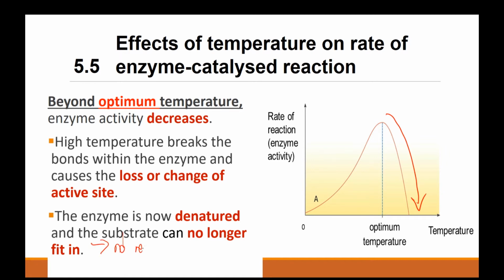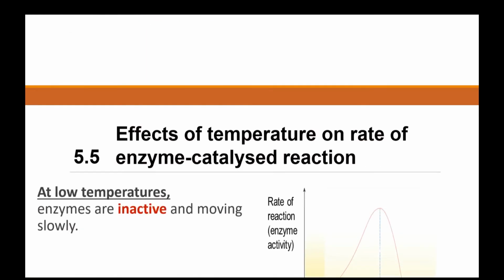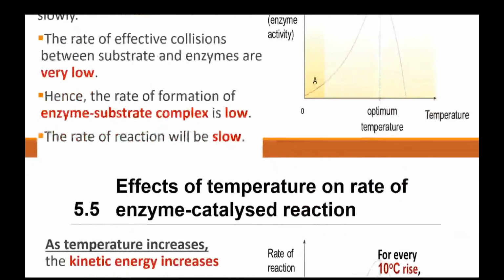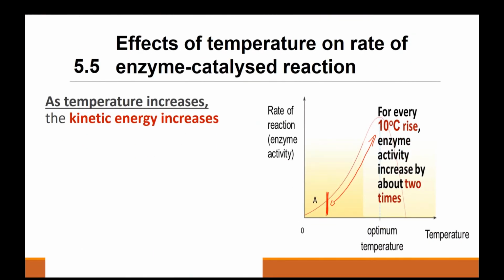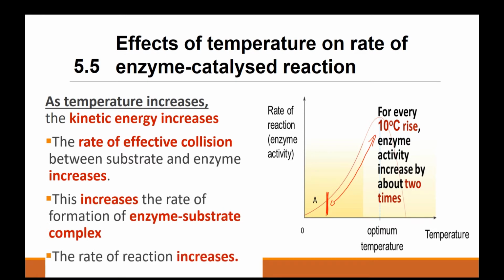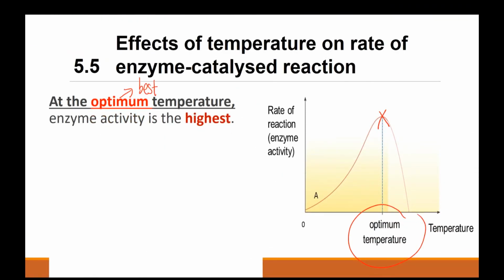Okay, and therefore there is no reaction. So this is how you describe the graph of an enzyme, the temperature graph. At the start, when the temperature is low, we say that the enzymes are inactive, right? So when they are inactive, they are moving very, very slowly and the reaction is very, very slow. However, as temperature starts to increase, kinetic energy starts to increase, and the rate of collision starts to increase, and everything goes well. When it reaches the optimum temperature, that's when everything is at the best state, when you have the highest rate of reaction.